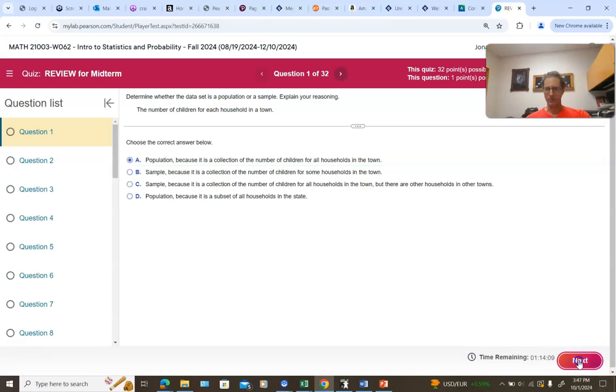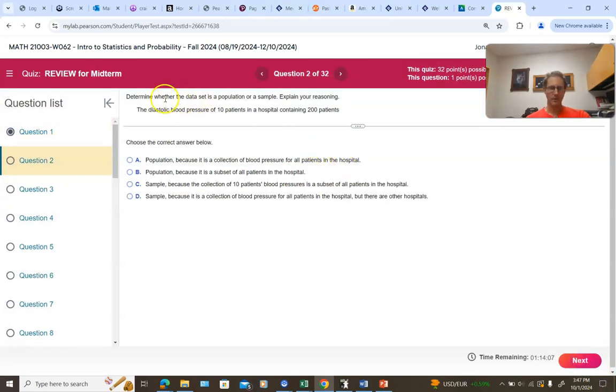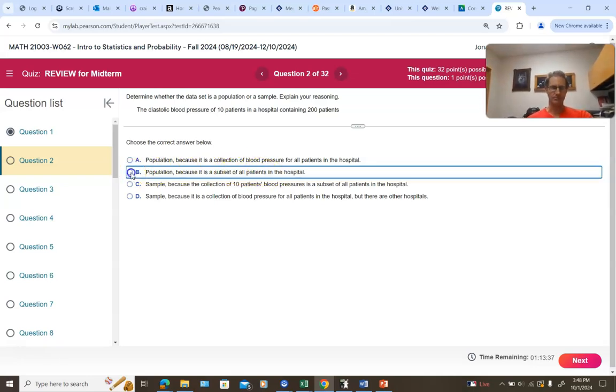Okay, so I'll go to number 2. Determine whether the data set is a population or a sample. The diastolic blood pressure of 10 patients in a hospital containing 200 patients. Well, this is going to be a sample, guys, because these 10 patients are a subset of the population of 200 patients that comprise this hospital. So I think it's going to be choice B that says a sample because it is a subset of all patients in the hospital.